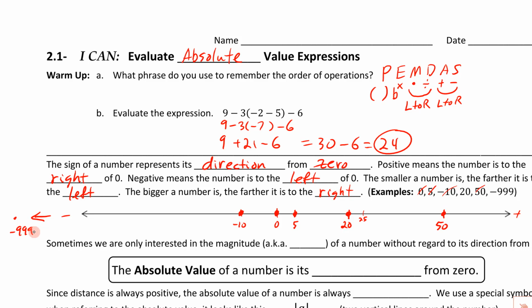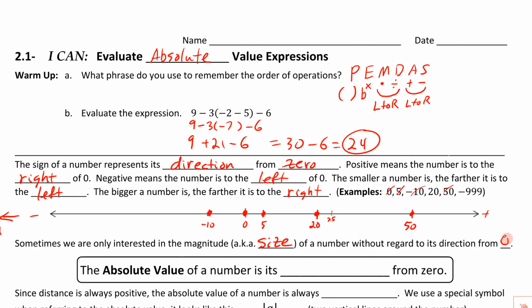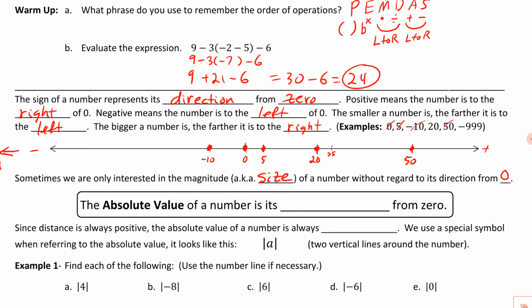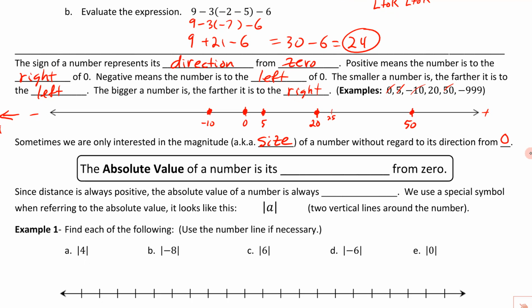Okay. All right. Now, there are times where we're only interested in the magnitude of a number. In other words, if we say magnitude, what we're talking about is the size of a number. We're only interested in the size of the number, and we don't really care about the direction that it is from zero. And when we're only interested in the size of the number, the magnitude of the number, instead of the direction that it is, then we're talking about absolute value.